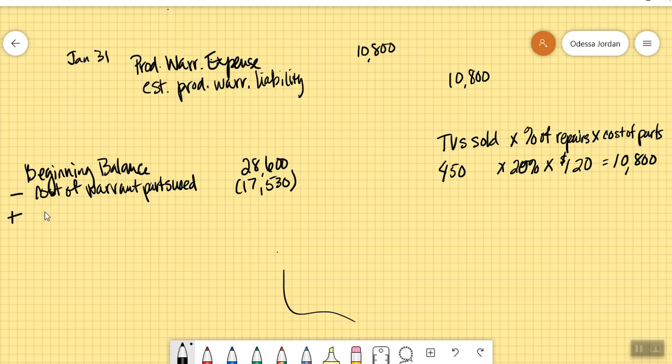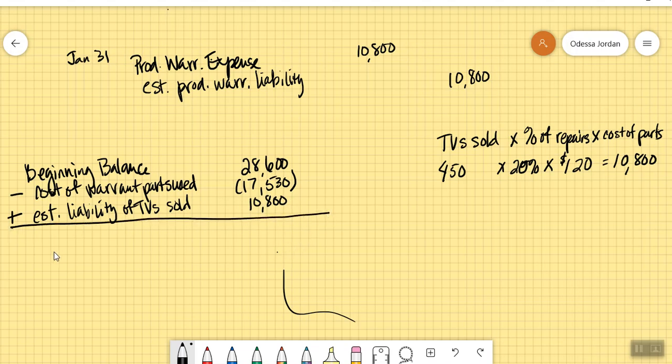Then we want to add in the estimated liability for TVs sold, and that was the number we just calculated, 10,800. So then the ending balance ends up being $21,870. All right, I hope this was helpful to you.